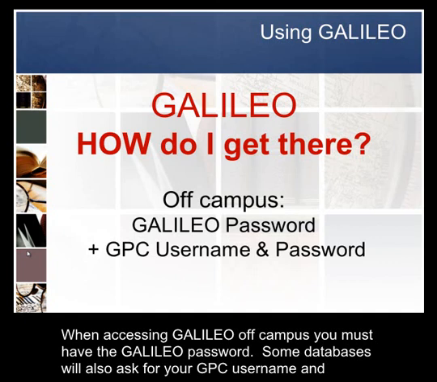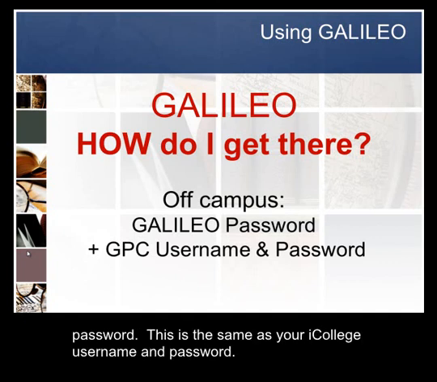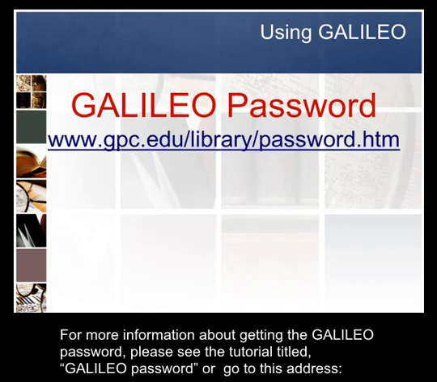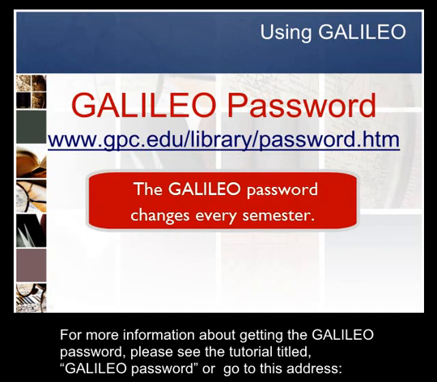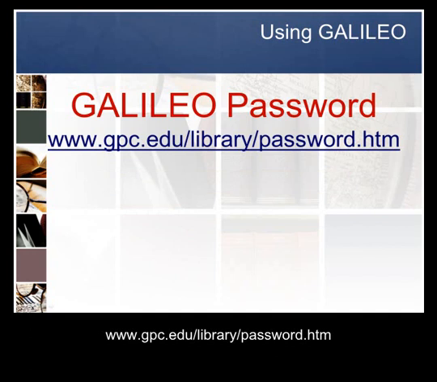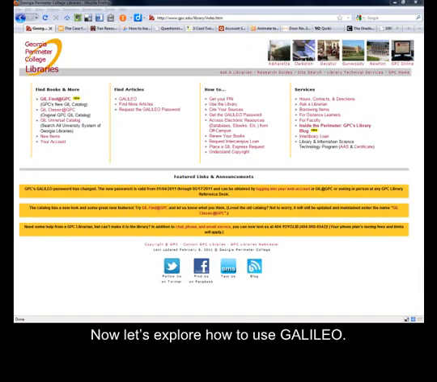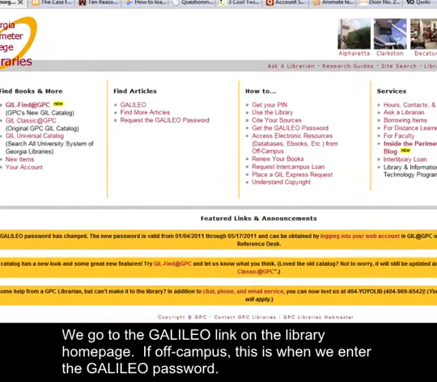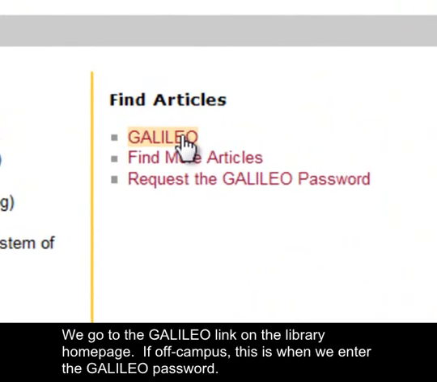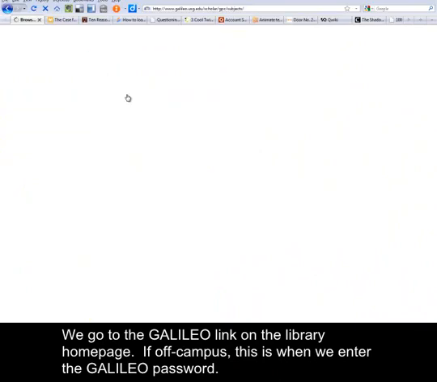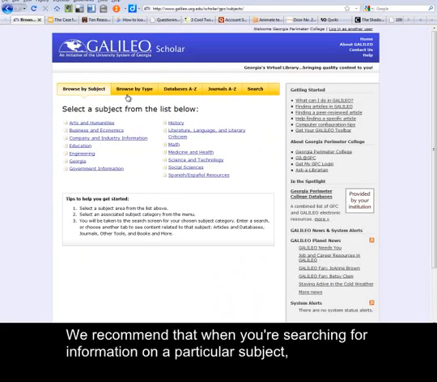Some databases will also ask for your GPC username and password. This is the same as your iCollege username and password. For more information about getting the Galileo password, please see the tutorial titled Galileo Password or go to this address, www.gpc.edu/library/password.htm. Now let's explore how to use Galileo. We go to the Galileo link on the library homepage. If off campus, this is when we enter the Galileo password.